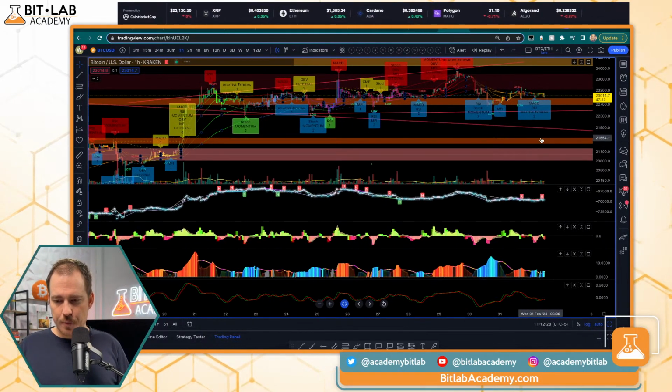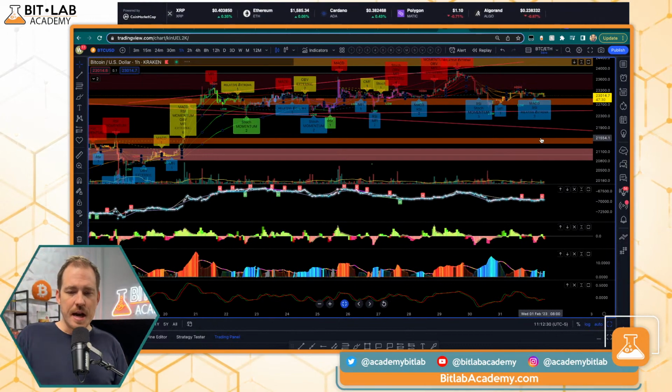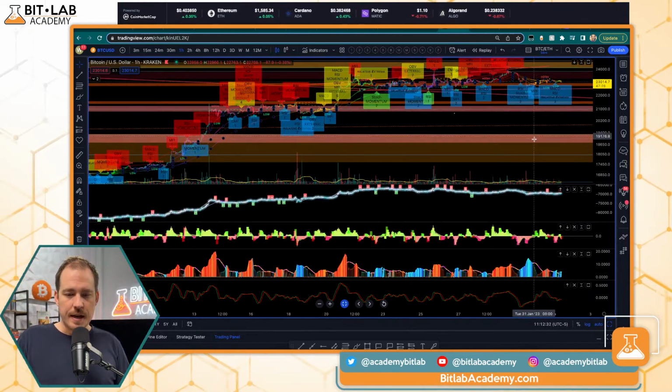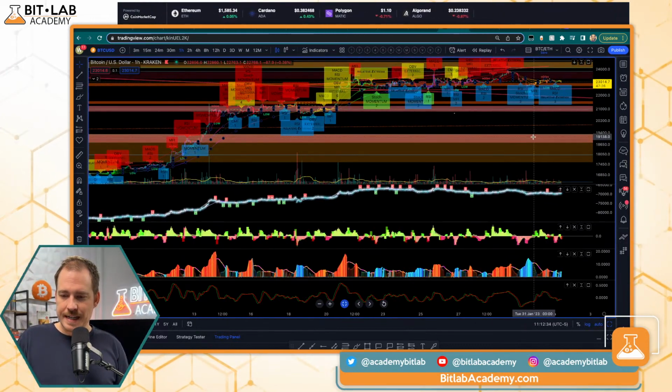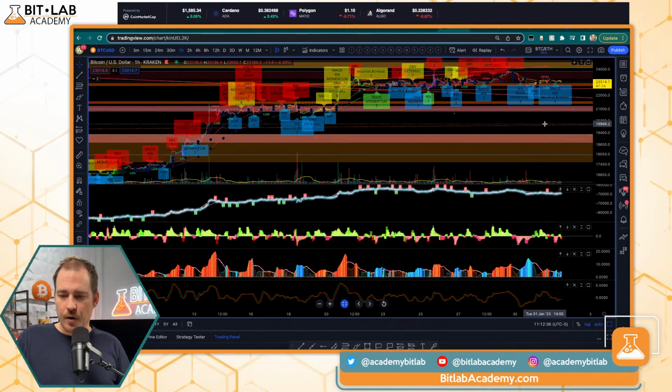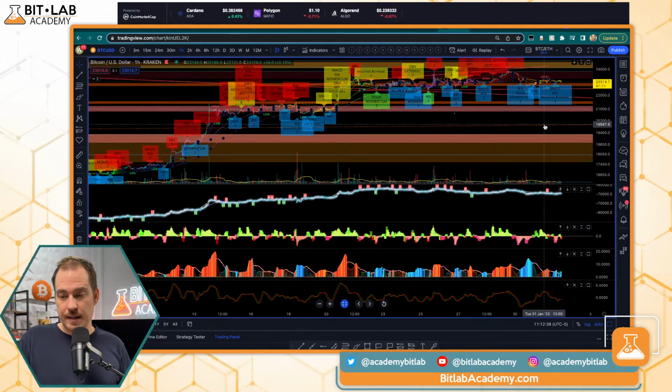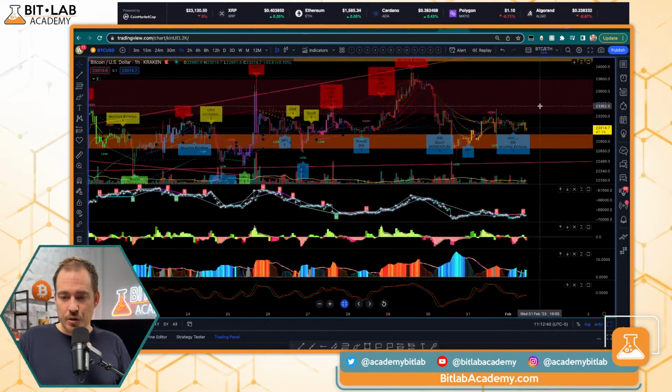If we break this 21.5 level, I'm expecting to actually test down a bit lower to the 19,600, or especially if we don't hold the 19,900. But those are the sort of levels I'm looking at.